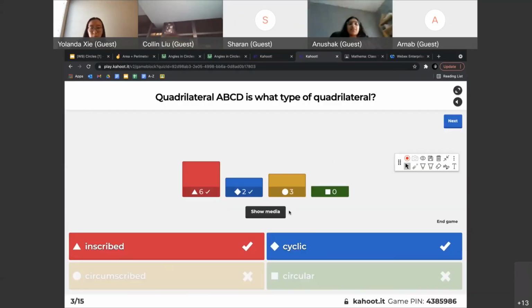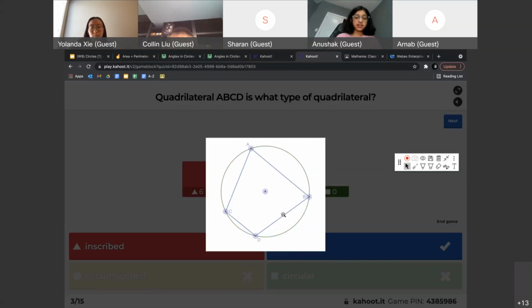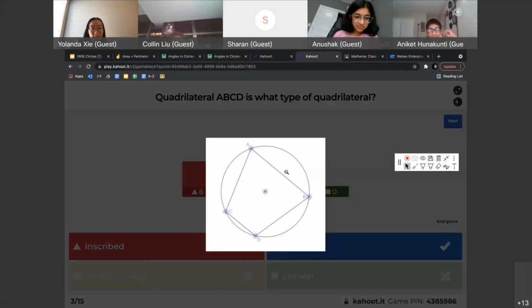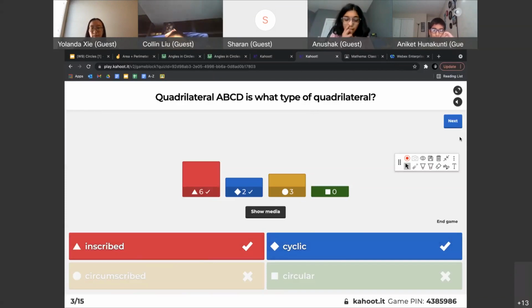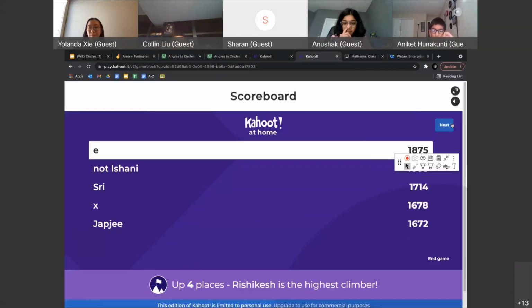I said inscribed because last time the angle was inscribed, because all 3 points were touching the outside of the circle. I like that reasoning. I chose cyclic. Yeah, got it right. Both of them are correct, cyclic and inscribed. So this quadrilateral has all of its points on the edge of the circle, so you can use either term to describe it.